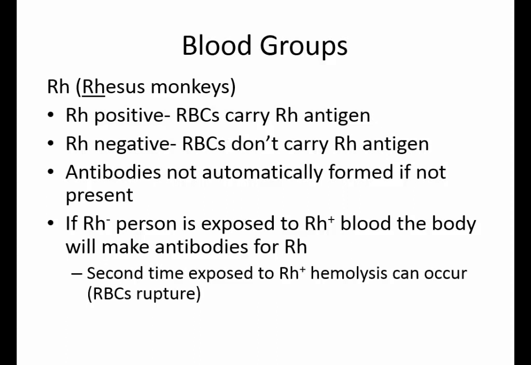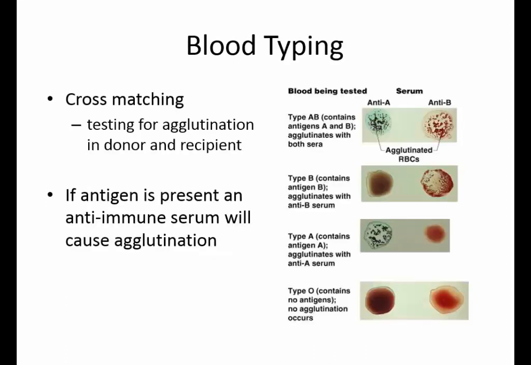If you are exposed once, that allows you to make the antibodies. The second time you're exposed, those antibodies will cause hemolysis of the blood. That is, the red blood cells will rupture. When they do blood typing, they want to cross-match the blood. Cross-matching is simply testing for agglutination in the donor and the recipient. If the antigen is present, the anti-immune serum will cause agglutination.